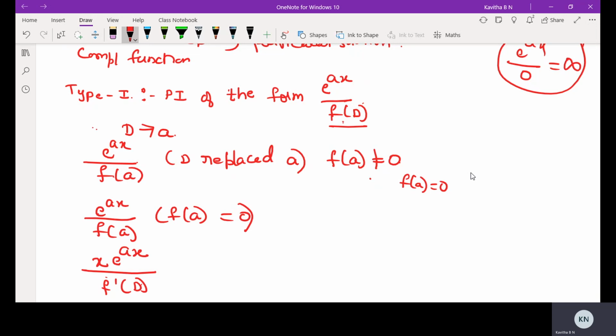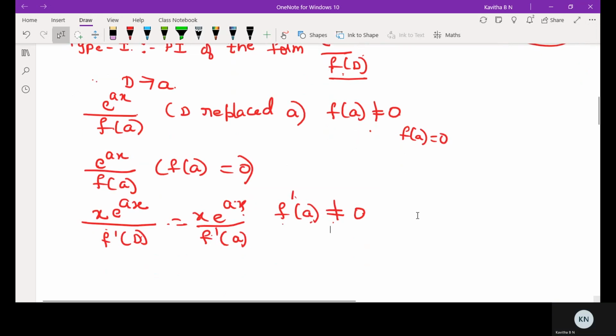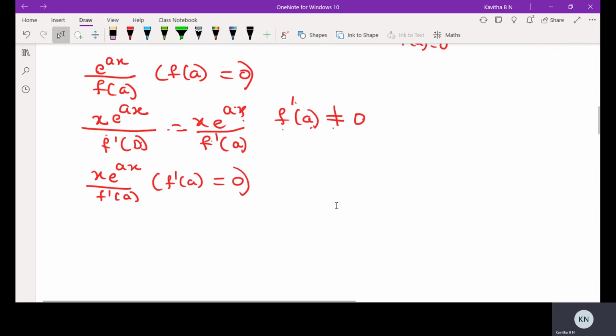Then in place of D we substitute a: x into e to the power of ax by f dash of a, if f dash of a is not equal to 0. If f dash of a is equal to 0, what will we do here?